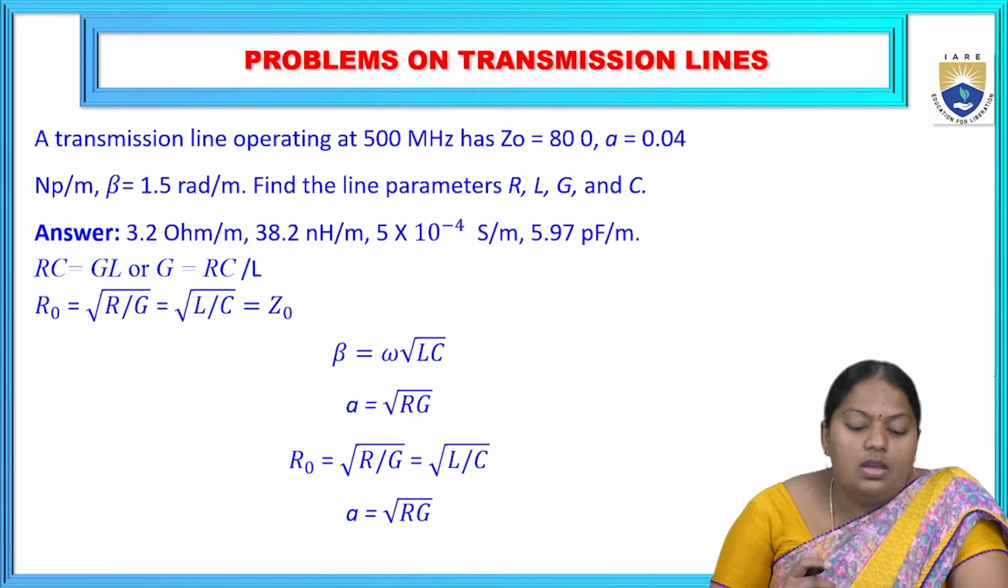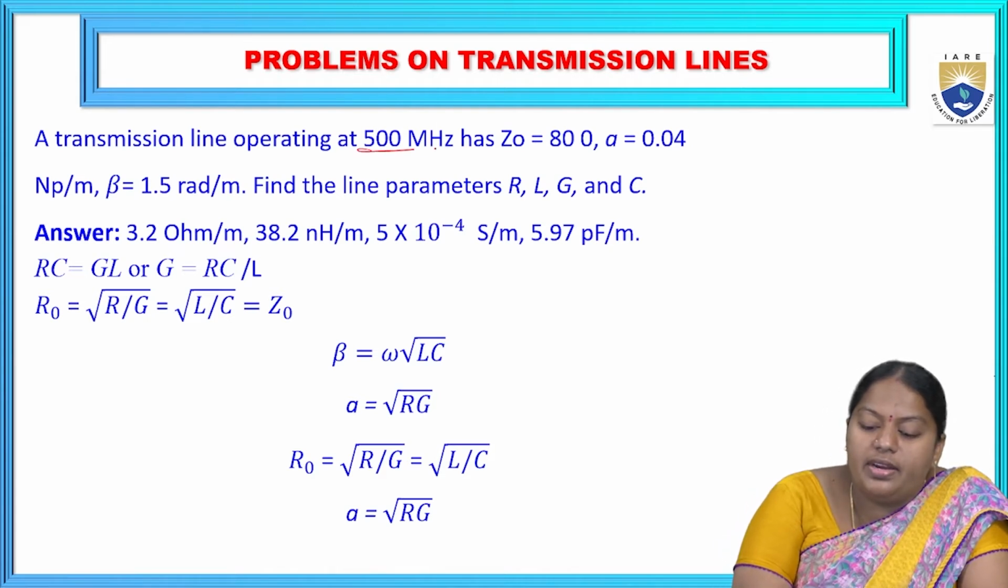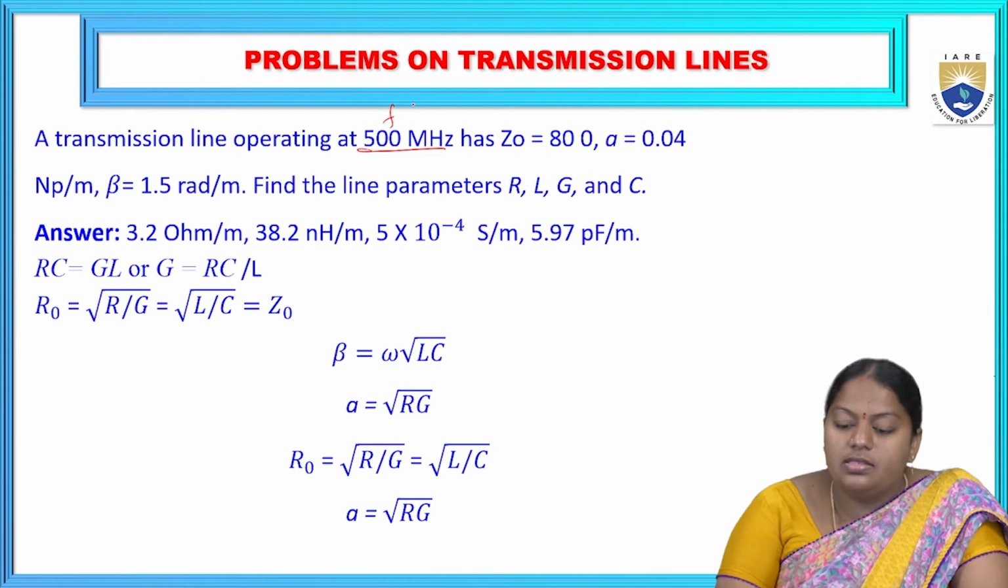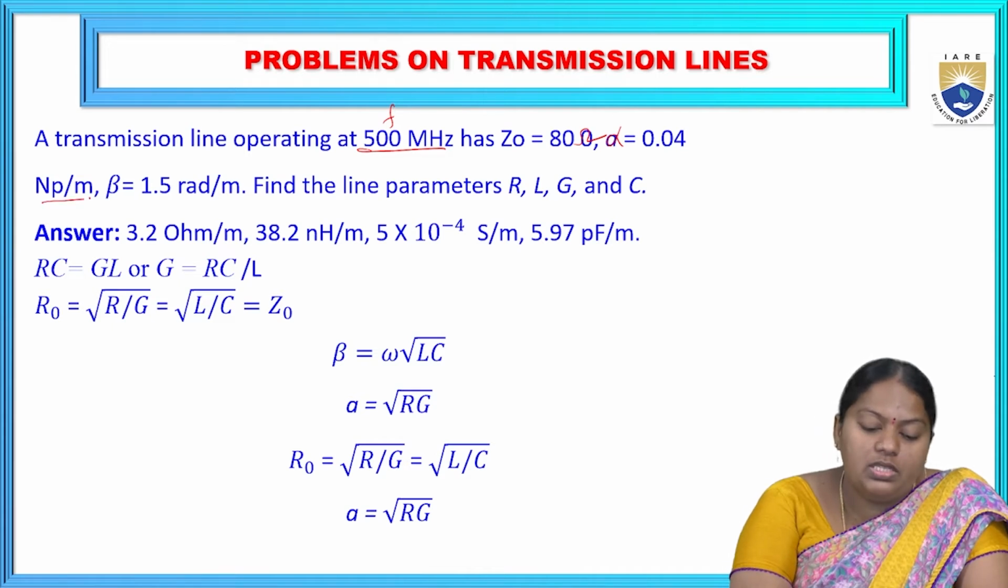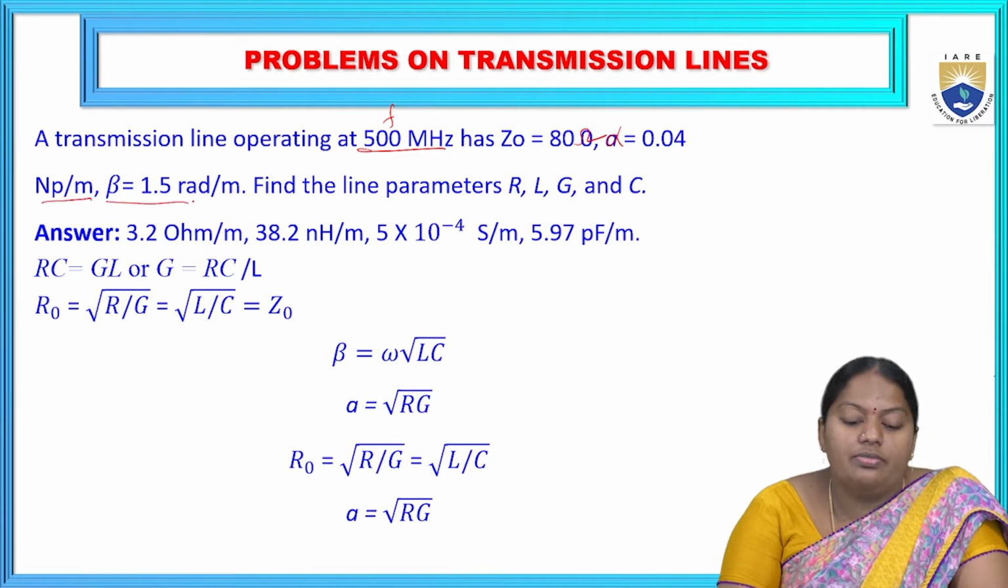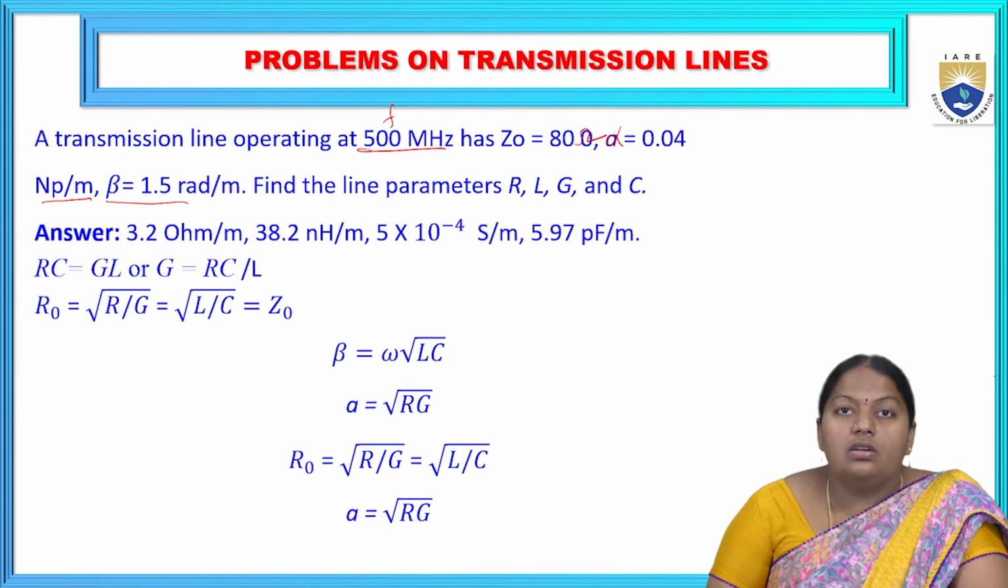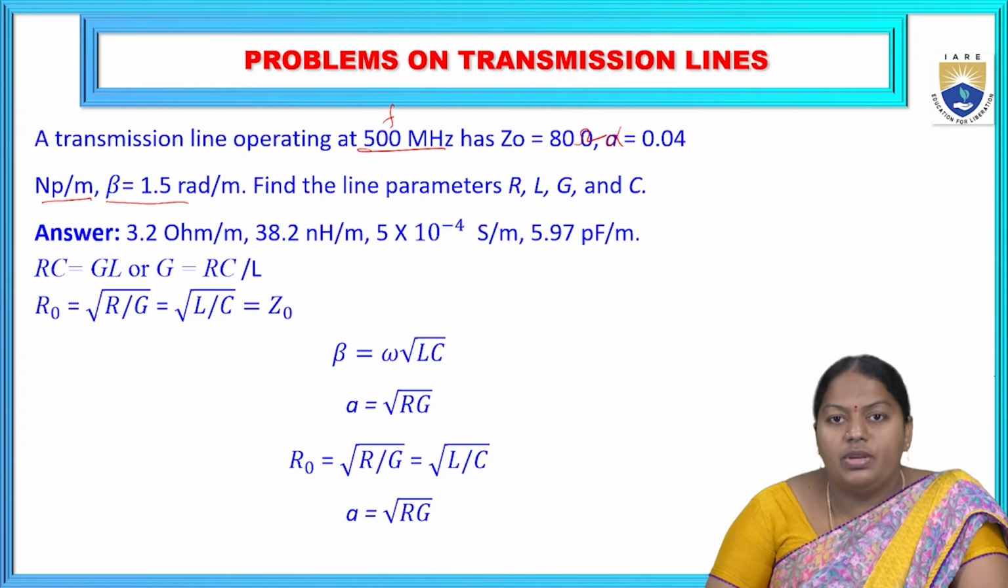Next, one more. A transmission line operating at 500 megahertz, F value is given as 500 megahertz, and has Z0 equal to 80 ohms. Characteristic impedance is given as 80 ohms and the attenuation constant alpha is given as 0.04 Neper per meter and beta is given as 1.5 radian per meter. Now find the line parameters R, L, G and C. Right? So here in the previous case we considered air as the transmission line, meaning an air line is considered to be a lossless one.